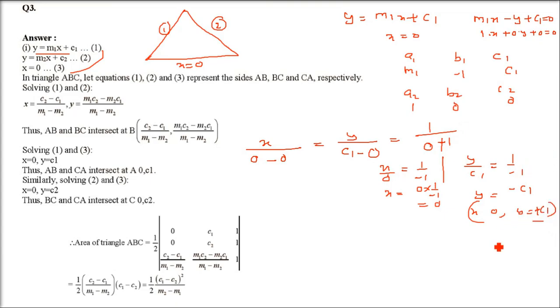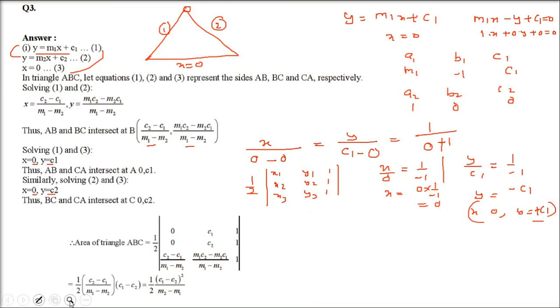So now we have one vertex, 0 and c1, and I leave it to you to find out the other two also. So it will be 3 points here. Now, this is not our issue. The issue is to find out the area of the triangle. The area of the triangle is given by half of the determinant with these three vertices, which I assume are now with us. So this is x1, x2, x3, y1, y2, y3, and 1, 1, 1.